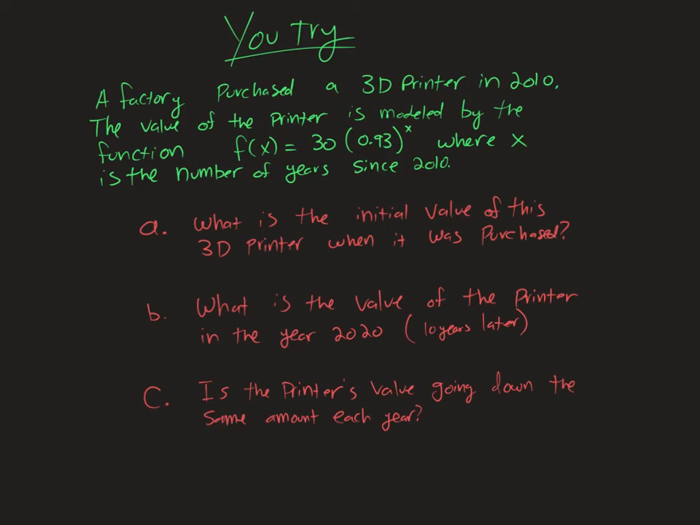All right, so a factory purchased a 3D printer in 2010, and the value of that printer is modeled by the function f of x equals 30 times 0.93 to the power of x, where x is the number of years since 2010. So if we were talking about 2011, x would be 1 because that's 1 year since 2010. So please take a moment to answer these 3 questions, and I'll let you read them for yourself just to kind of save on video.